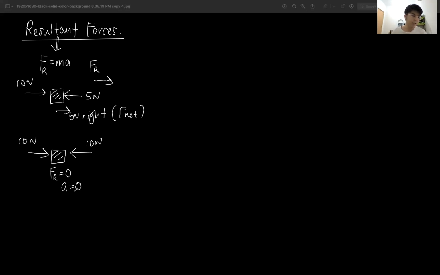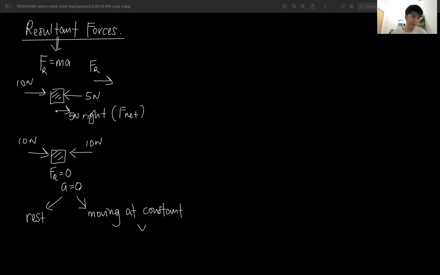Okay, now 0 acceleration, I want to make something very clear. 0 acceleration, is it necessarily at rest or can it be moving? You got two scenarios. One is it is at rest. Another scenario is it is moving at constant velocity, at constant v. Okay, recall what you learned in your previous class.